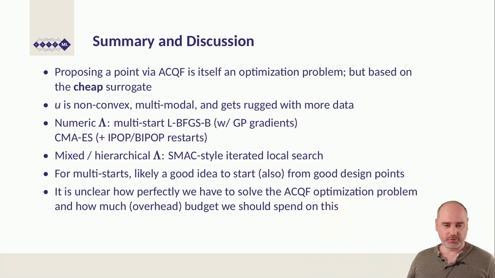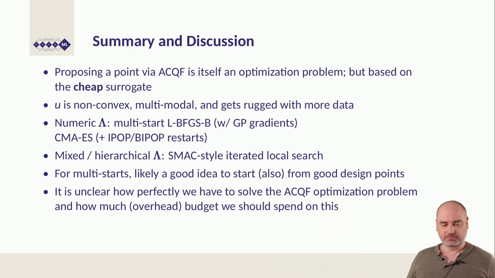Okay, we've also reached the end of this session, so let's do a quick summary. Proposing a point via the acquisition function is itself an optimization problem, but it's based on a cheap surrogate. Our acquisition function is usually non-convex, usually multimodal, and usually gets even more rugged with data.